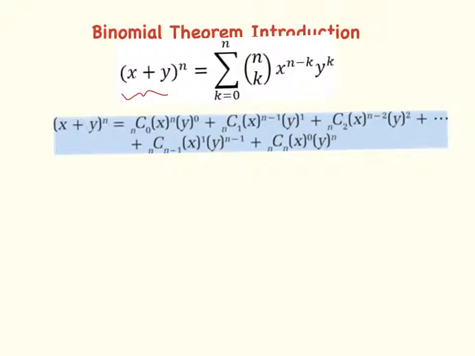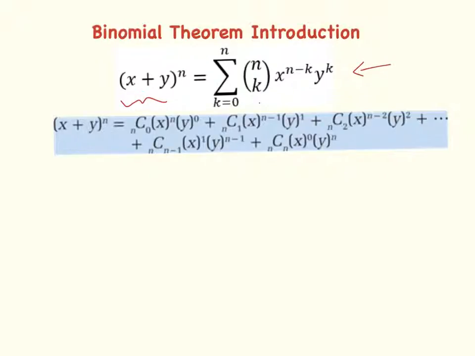So here we have (x + y)^n, and in our first form, the summation form, we have the large sigma from 0 to n, indicating that we add everything that comes after the sigma. The first thing we have here is n over k in large brackets. That simply means that it is a combination, just a different way of writing n choose k. That is then multiplied by x to the power of n minus k times y to the power of k.